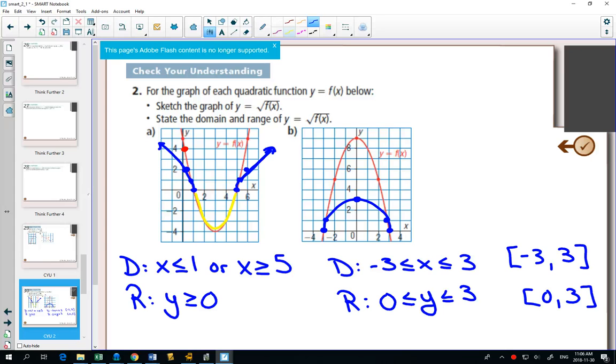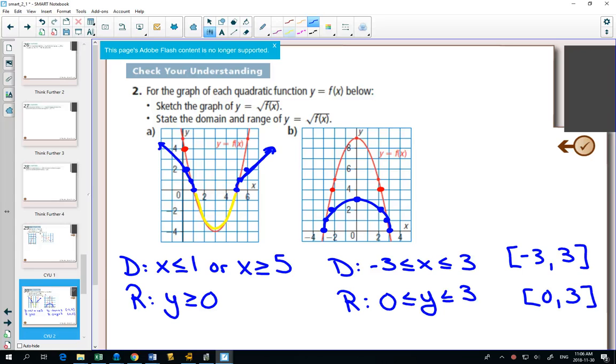On B, why do I connect my points? Keep going up. Since the biggest positive value here is 9, when I square root 9, I get 3. If I would think of other points, like I could take this point where it's 4, the square root of 4 would be 2. Same thing over here. I have 4, square root of 4 is 2.